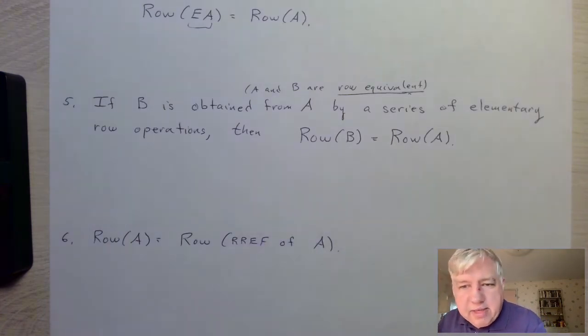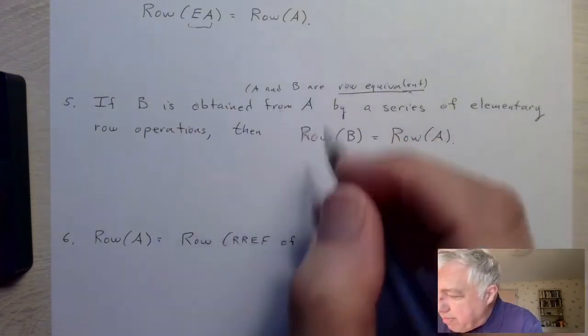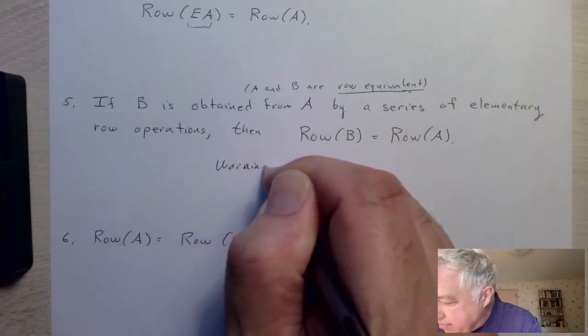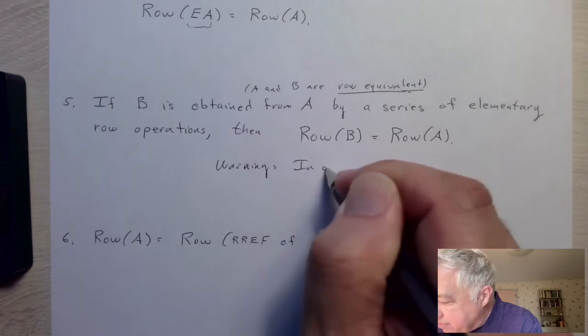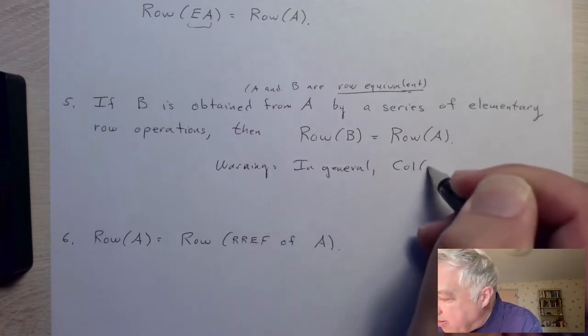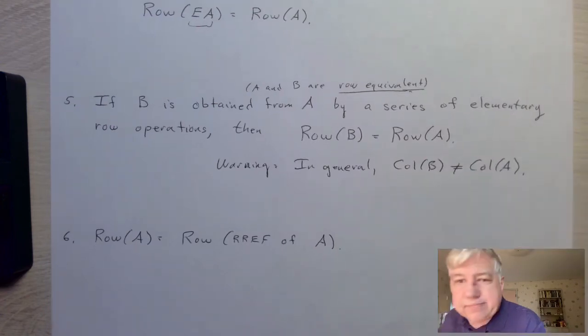By the way, I should say that that's not true with column spaces. Warning: in general, the column space of B is not equal to the column space of A.